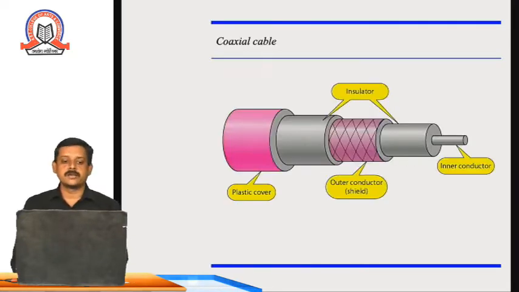Then coaxial cable. Coaxial cable has different layers. It has one core copper conductor, that is an inner conductor, which is covered with an insulator to avoid impairments. Then that insulator is also covered by the outer conductor, which is nothing but a metallic shield, and all this is covered by a plastic cover.